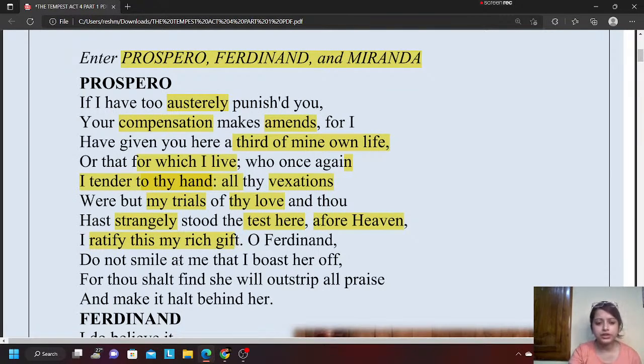Oh Ferdinand, do not smile at me that I boast her of. Now, if a father keeps saying that my daughter is very good, she is this, she is that, you might feel that I am boasting, I am proud of her. For that shall find she will outstrip all praise. However, when you get her, when you stay with her, you will understand she is better than anything. She is the best. And make it halt behind her. And even the word praise would not be enough to explain her. If someone says Miranda is very good, that would not explain her properly. She is that good.